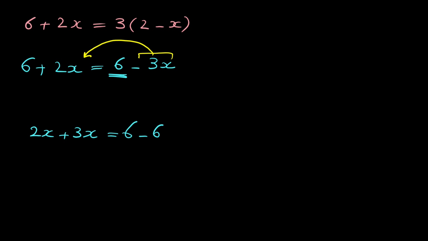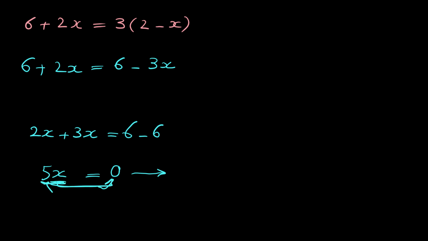So, by this operation, now we are at this step. 2x plus 3x is 5x. 6 minus 6 is 0. So what is x from this equation? 5 times what number is 0? 5 times 0 is 0.